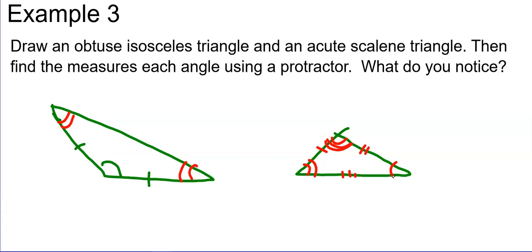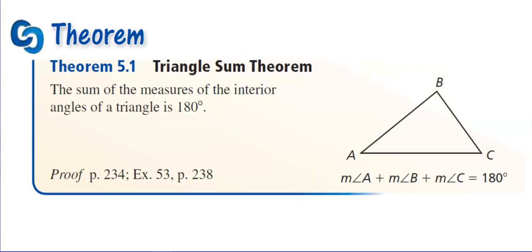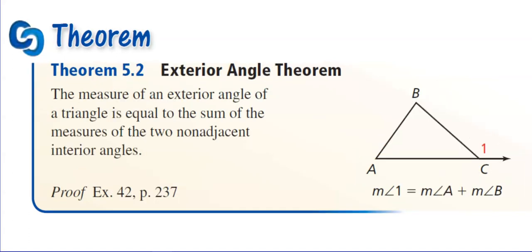So if you have two sides equal, you have two angles equal. If you have three that are not equal, same with the angles. You would also find this next concept, that all the angles you measured added up to 180 degrees. That's every triangle.